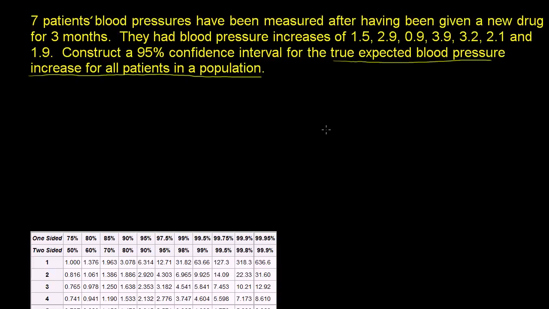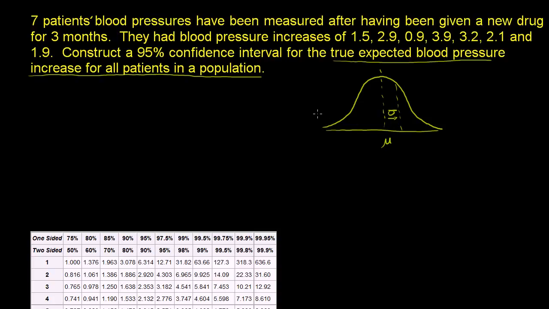So there's some population distribution here. It's a reasonable assumption to think that it is normal. It's a biological process. So if you gave this drug to every person who has ever lived, that will result in some mean increase in blood pressure, or who knows, maybe it's an actual decrease, and there's also going to be some standard deviation here. It is a normal distribution.